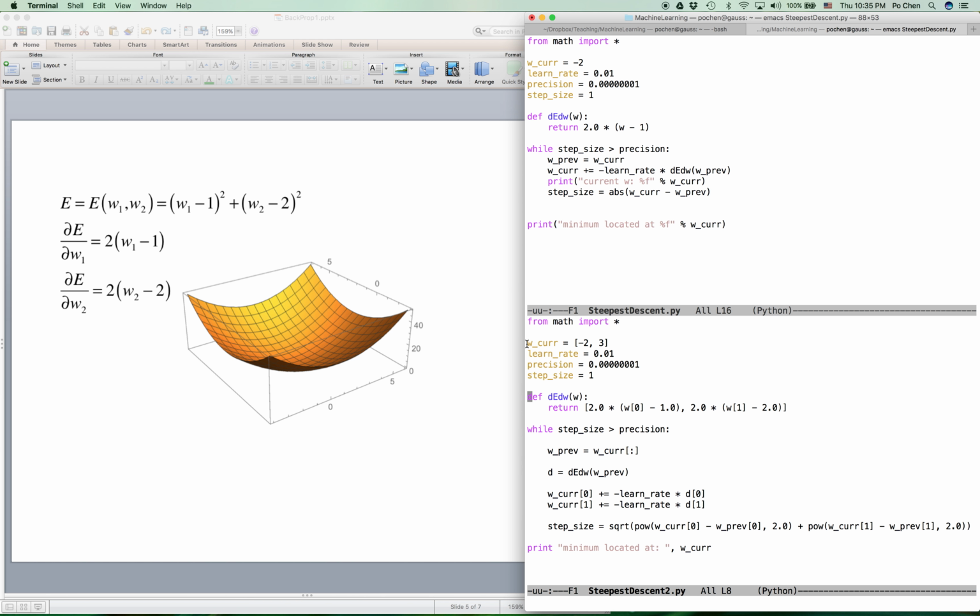The starting value for the weights is not a single number anymore, right? It's actually two numbers now. It's not one value, it's two values because we've got two weights. So W current has two values in it. The first value is the starting value for W1, and the second value is the starting value for W2, right? Again, they can be replaced with some random number, but here I'm just sticking some arbitrary number into it.